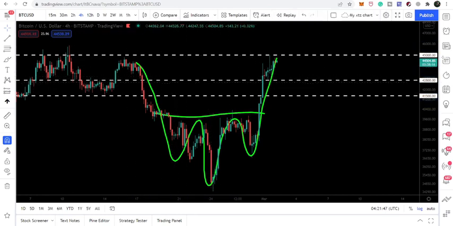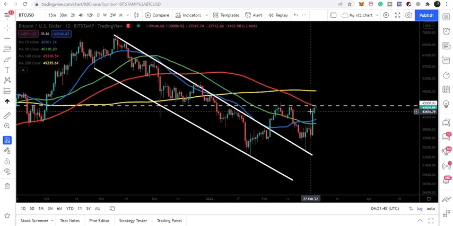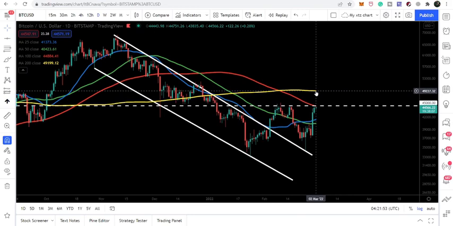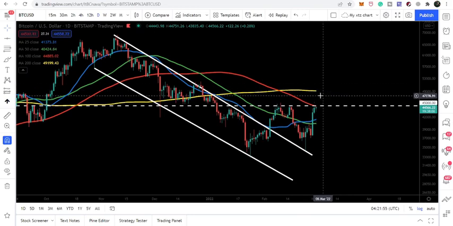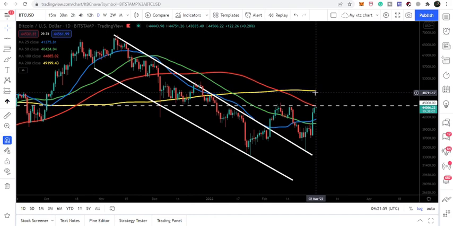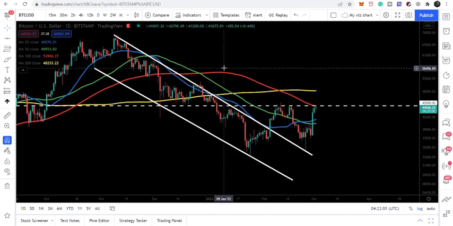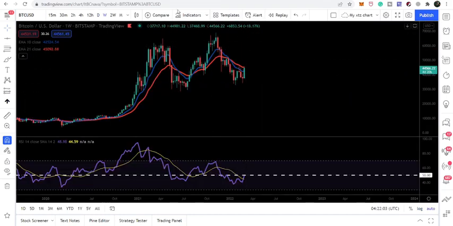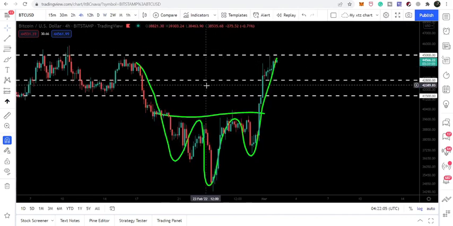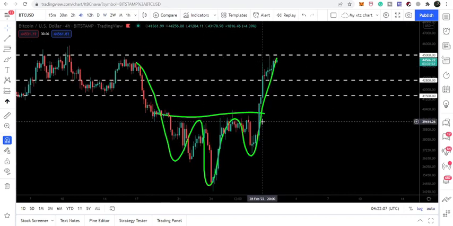So if we are going to hit this target, then we are also going to hit this 100 daily simple moving average as well. And next we have the resistance of the 200 simple moving average right now, that is at approximately $49,200.